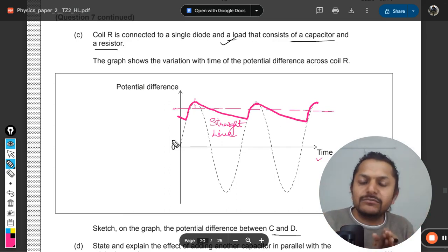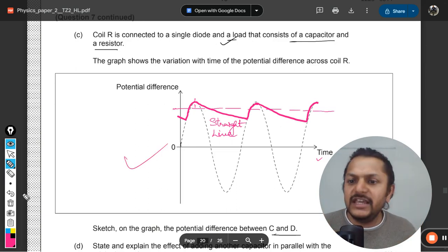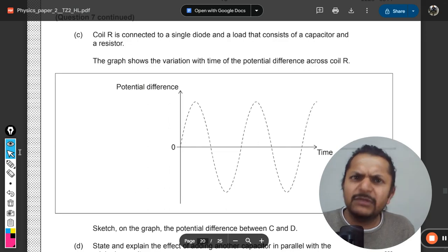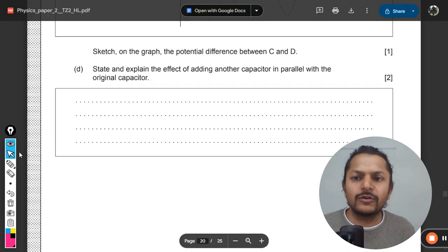I hope I'm pretty straightforward, clear. This is how we do it. So this is the answer. Let us go to the mark scheme and see. Although there is nothing to see in the mark scheme, I know this will be the graph there. Let us move to the next question and then we will go to the mark scheme.